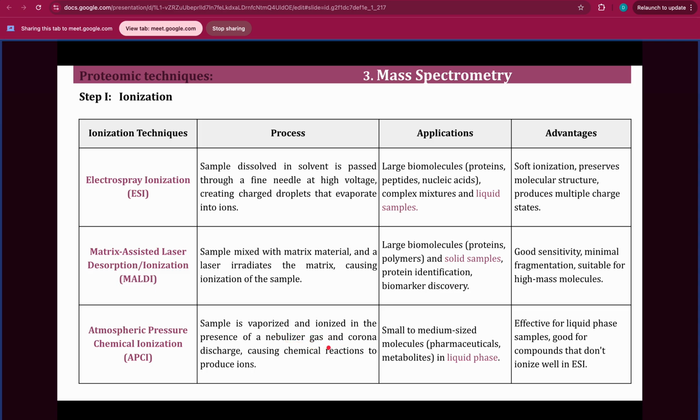So this is just one of the differences, and it is effective for liquid phase samples and good for compounds which cannot be ionized by electrospray ionization. So for that we use APCI.